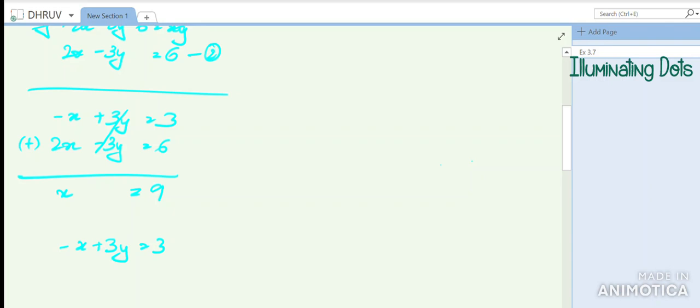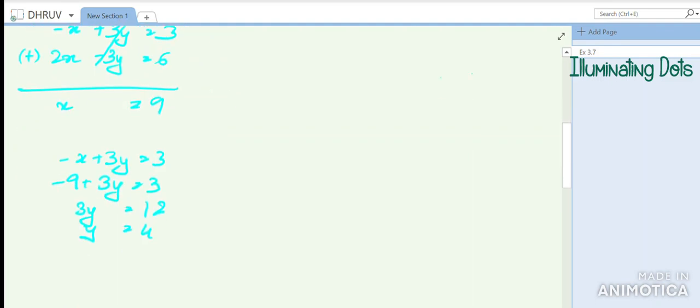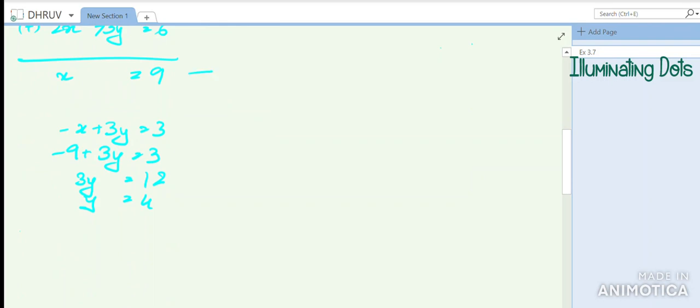Therefore minus 9 plus 3y is equal to 3. Therefore 3y is equal to 12. Therefore y is equal to 4. I got the value of x, I got the value of y. Now we have to find the total number of children.